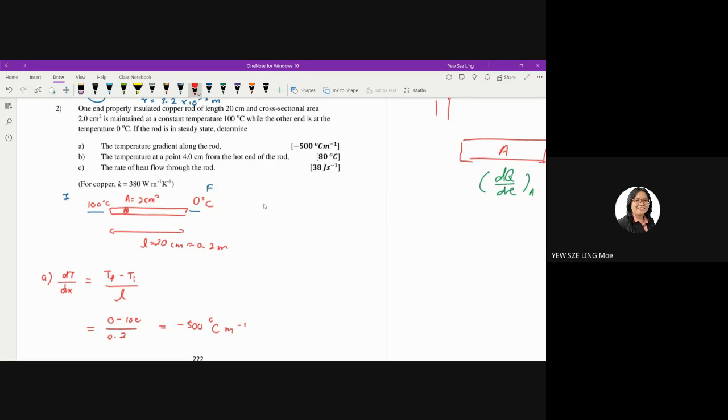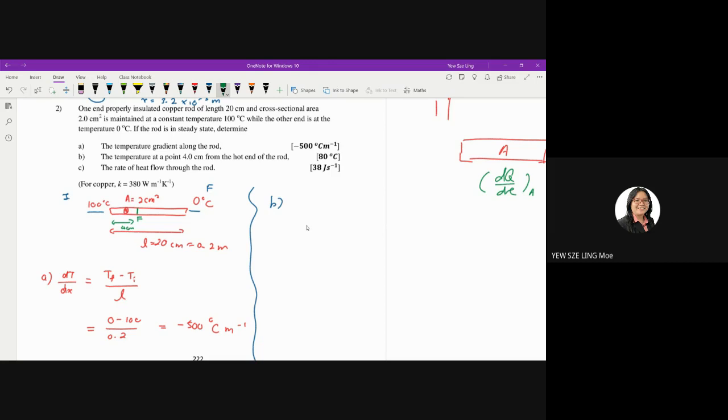And then question B. Question B asks you to calculate the temperature at a point 4 cm from the hot end of the rod. So now what you want is no longer the 20 cm, just 4 cm. So take this as the final position now. I'm going to change the color to make it easier for you. This is 4 cm, and this will be the final position for question B.